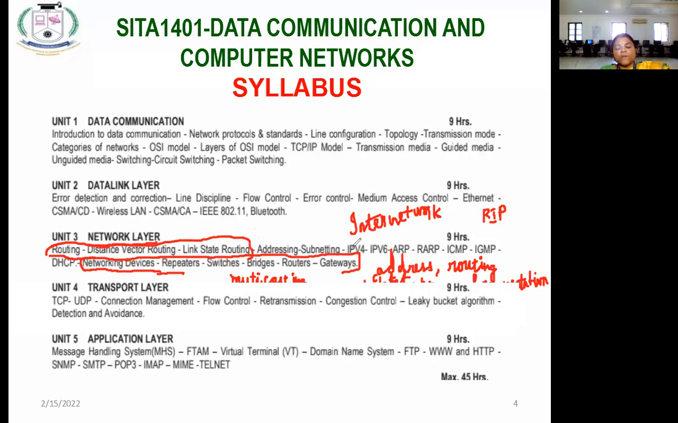Then addressing and subnetting, and we will deal with that. Then all these are the different protocols: IP version 4, version 6, ARP, RARP. This entire list is the names of different protocols which will help the network layer to efficiently do all these functions. So as such, you have these four topics as part of your unit 3.